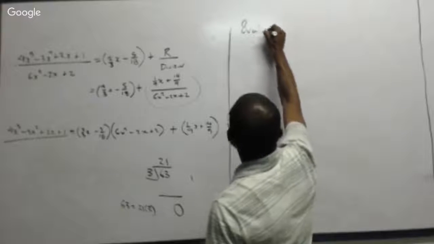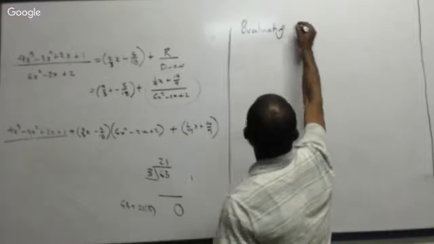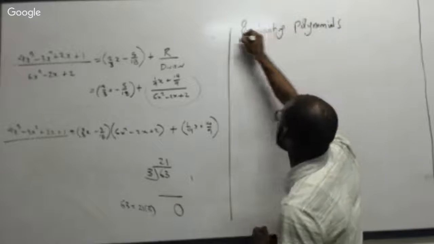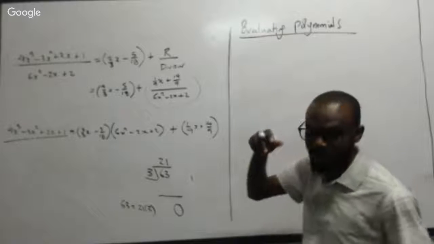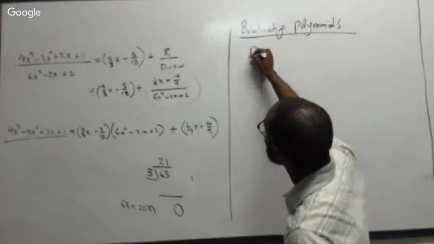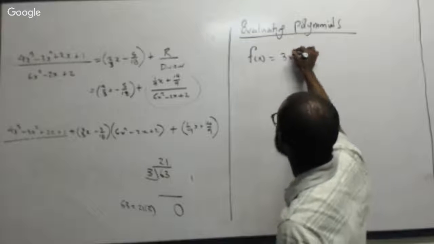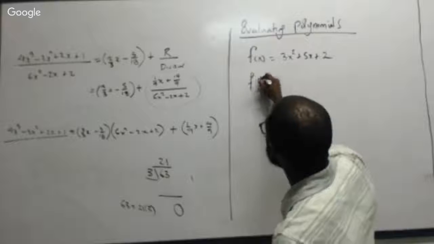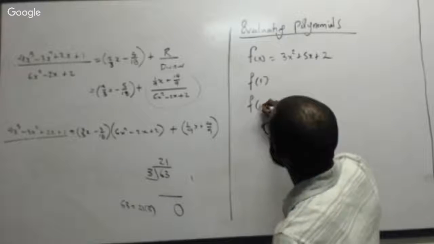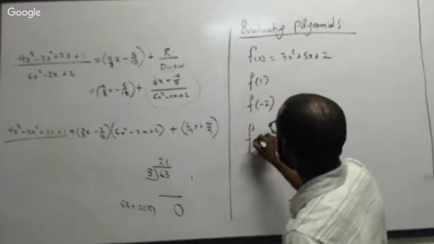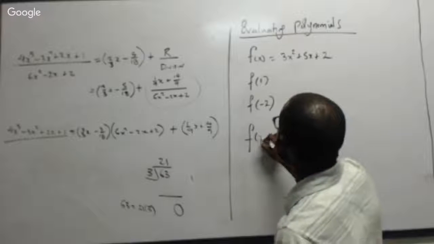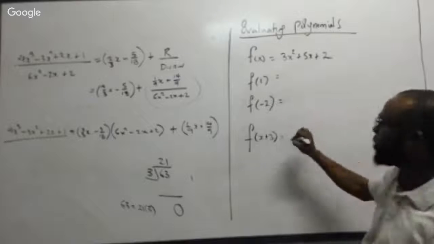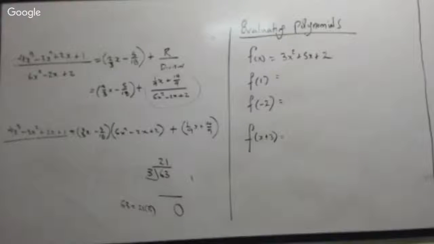This one is just a reminder, to be honest, evaluating polynomials, because I'm trusting that we all know how to evaluate polynomials. What do I mean by evaluating polynomials? Suppose they tell us that f of x equals 3x squared plus 5x plus 2, and they say find f of 1, find f of minus 2, find f of x plus 3. I want us to see how we evaluate those, right? That's what we're going to do.